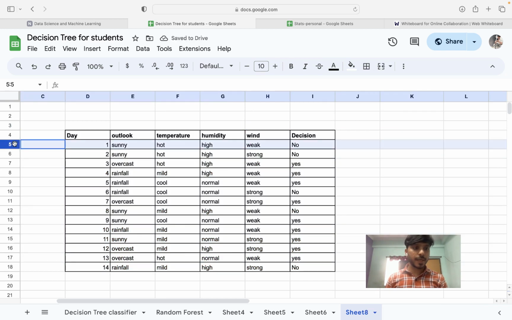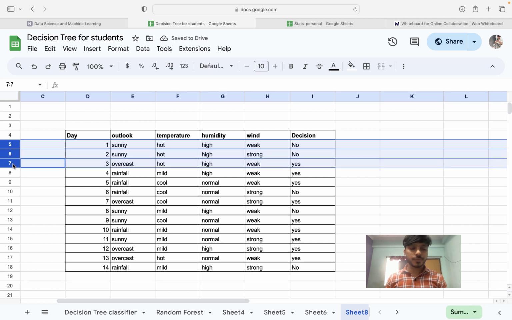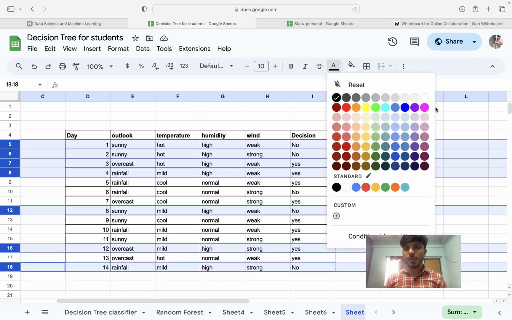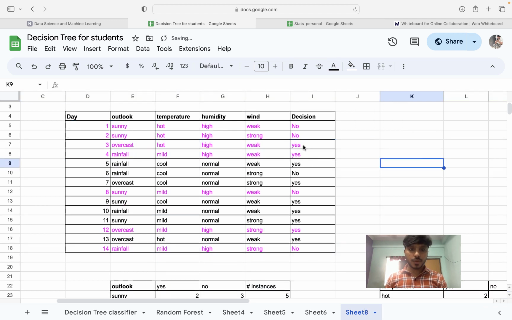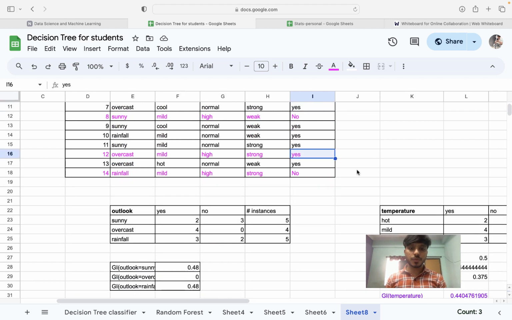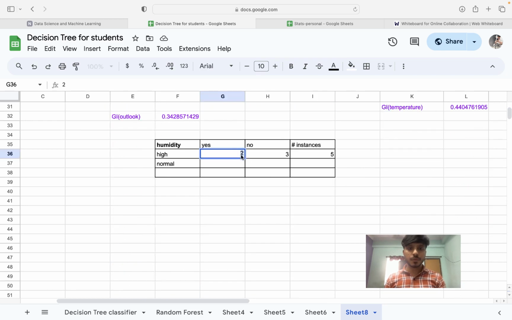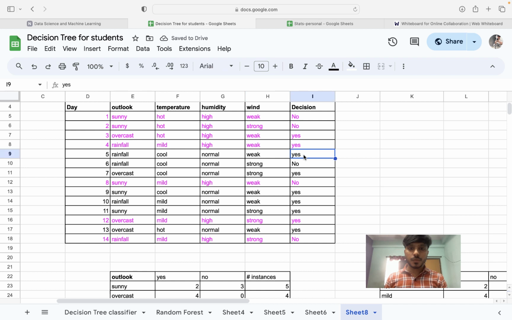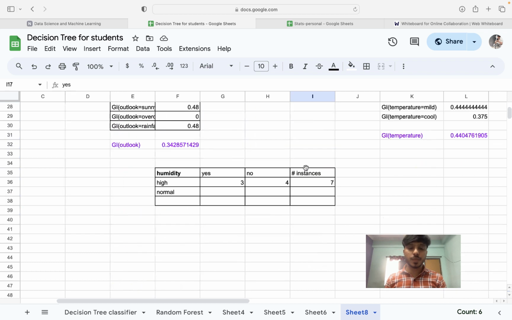Okay, so I'll pick high, 2, 3, 4, 5, 6 and 7. These are the highs. I'll give one color. So out of highs, how many yes and how many no's do I have? 1 yes, 2 yes, 3 yes. 3 yes, and I have 1, 2, 3, 4 no's. So 3 yes and 4 no's. Total are 7. Okay. Similarly for normal, 1s, 2s, 3s, 4s, 5s, 6s and 1 no.